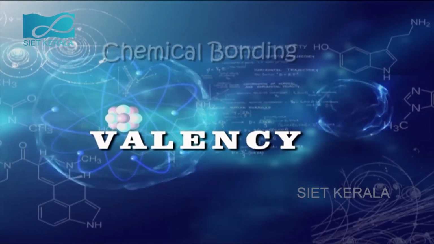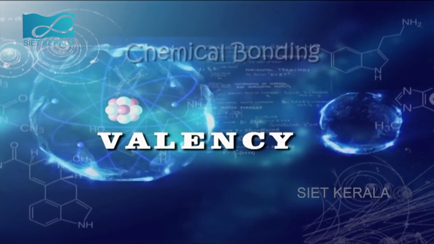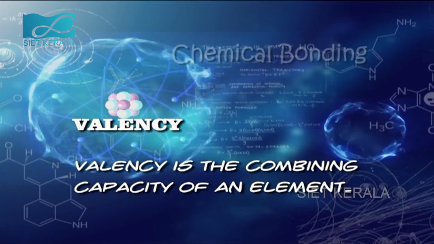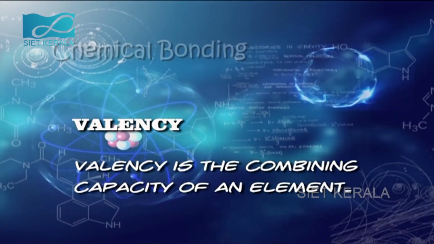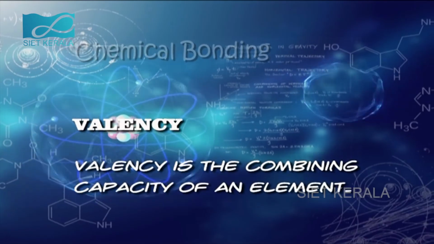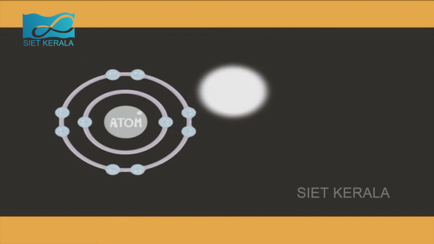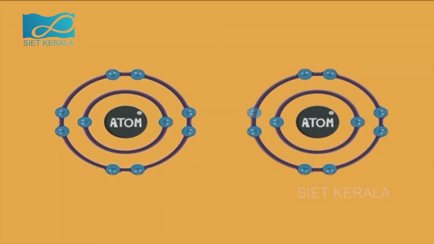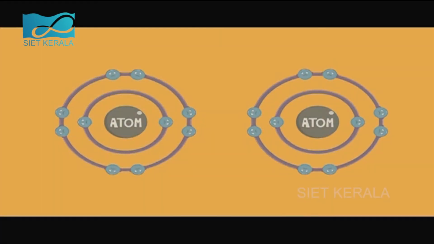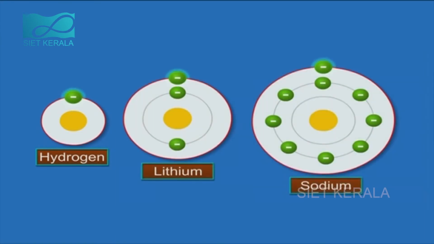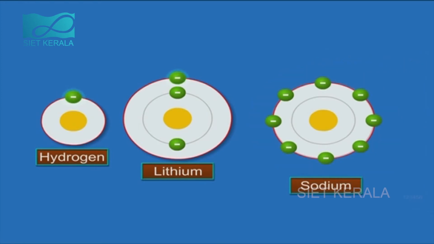Valency. Valency is the combining capacity of an element. It can be treated as the number of electrons lost, gained or shared by an atom during chemical combination. For example, elements like hydrogen, lithium and sodium contain one electron in the outermost shell. Therefore, they can lose one electron. So, the valency is 1.